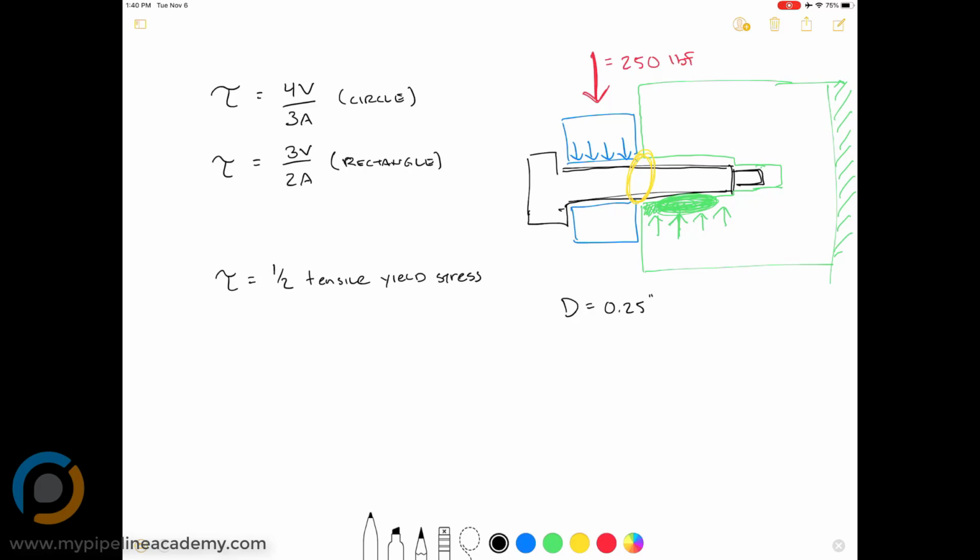So let's say this is a stainless steel shoulder screw, and maybe the tensile yield strength is, I don't know, 50,000 psi or 50 ksi. Then our shear yield strength is going to be 1/2 of that, so it equals 1/2 times 50 ksi equals 25 ksi, or in other words, 25,000 psi. Okay, so now we know what our shear yield strength is, and we now need to calculate the shear stress in this bolt.